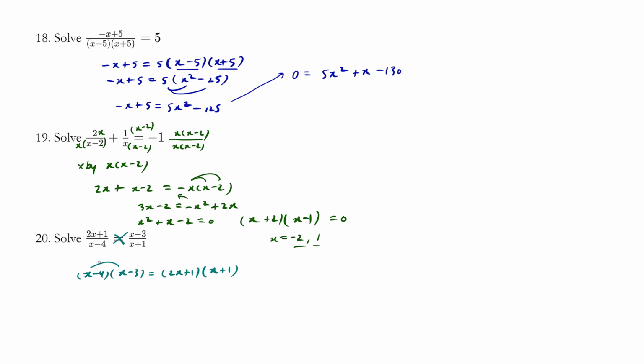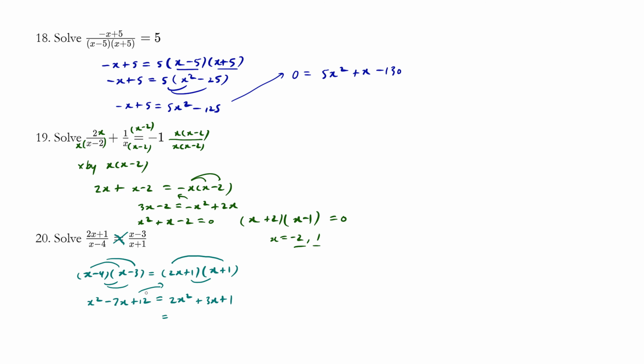Let's expand these binomials. FOIL: first, outside, inside, last. We have x squared, negative 3x minus 4x is negative 7x, and then this times this is positive 12. We have 2x squared. We have 2x plus x is 3x. And 1 times 1 is just 1.